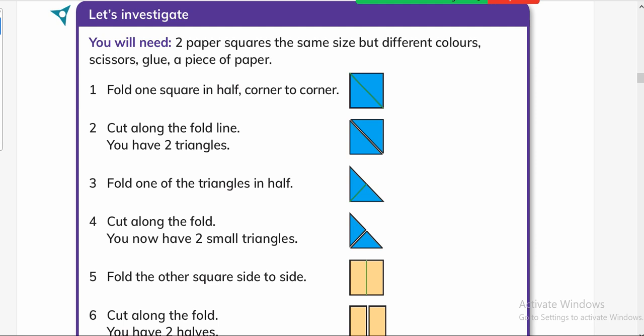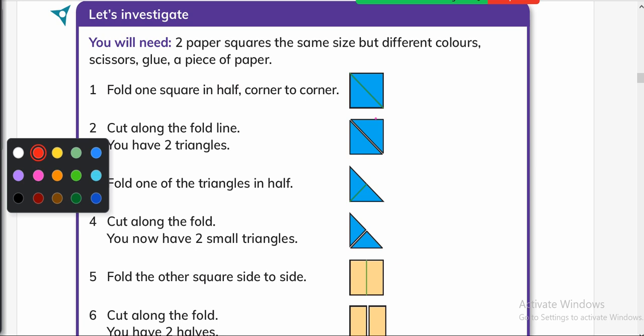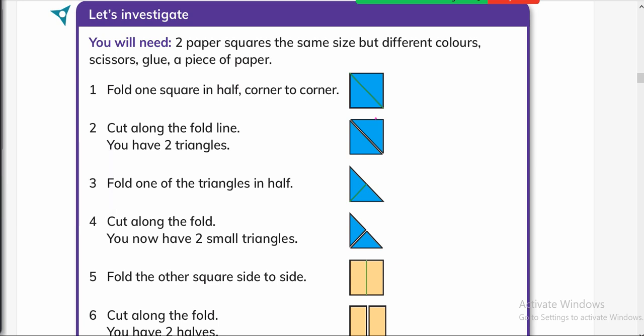Thanks for waiting. You will need two paper squares, the same size but different colors, scissors, glue and a piece of paper. Okay, take two papers, one blue and the other one you can take yellow. Then fold one square in half from corner to corner. Fold it. It will become a triangle like this. It is like when you put a sandwich on top of each other.